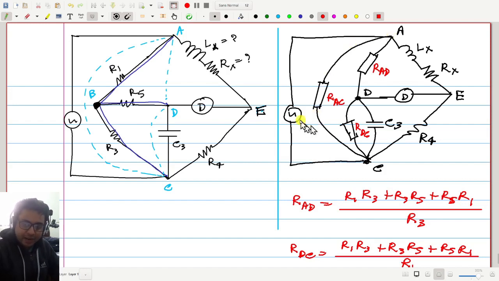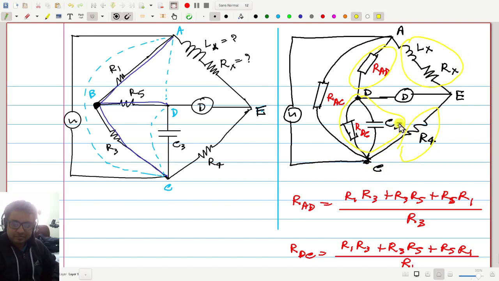This is in parallel to the source. It consumes current, but it does not matter. So the bridge is only this part. So this is one arm of the bridge. These two together is the second arm. This is the third arm, and this is the fourth arm. Now can you find the balance equation?